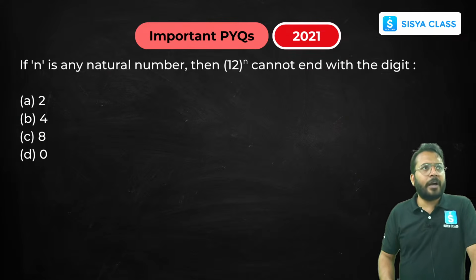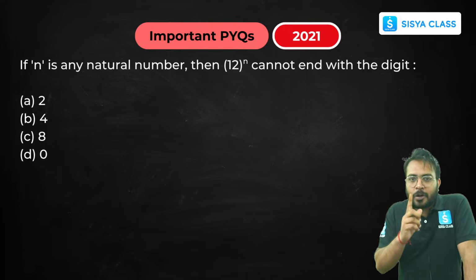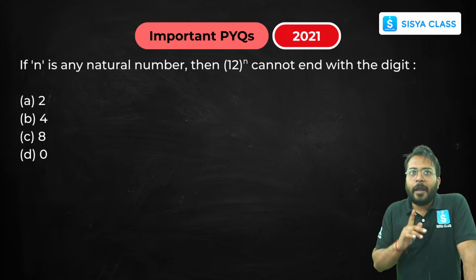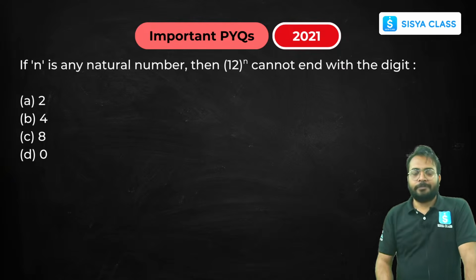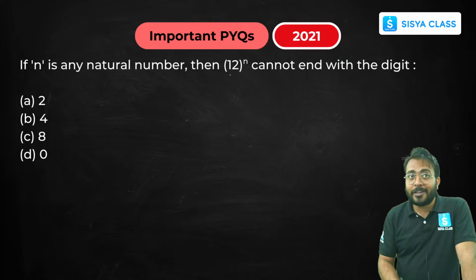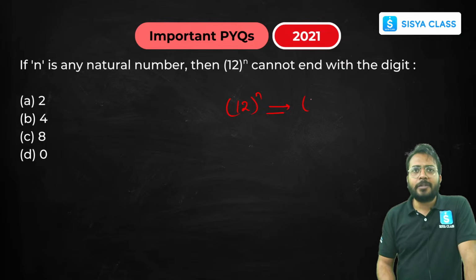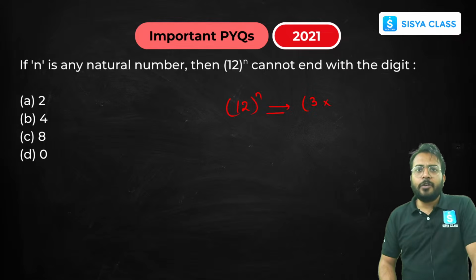One more question, beta: if n is any natural number, then 12 to the power n cannot end with which digit? How to find out? See here, you have to go with the prime factorization, beta. So 12 to the power n can be written as 3 into 2 into 2 to the power n.